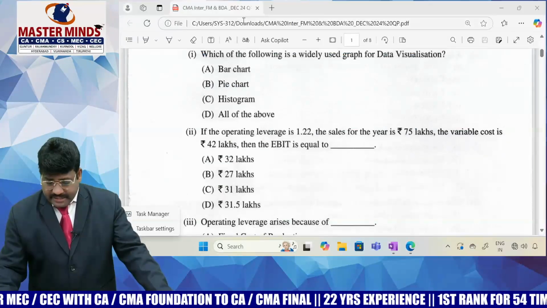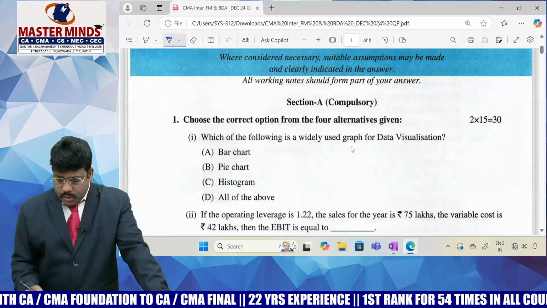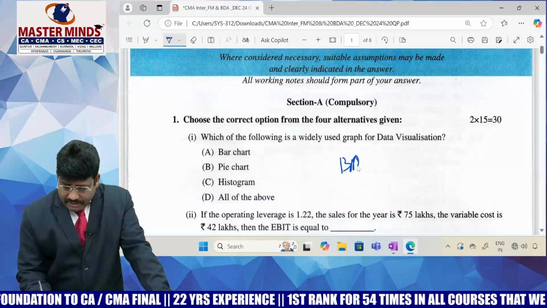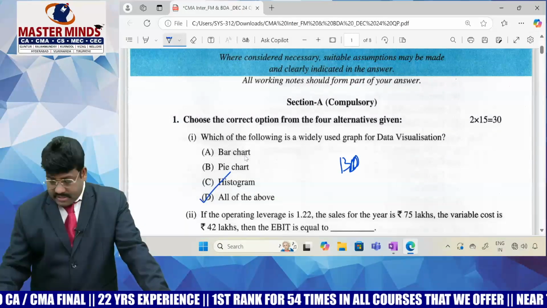Here the first question they gave, right? The first question they asked, which of the following is widely used graph data visualization? This is the BDA, business data analysis, right? Bar, pie charts, histograms, so all will come in this category.